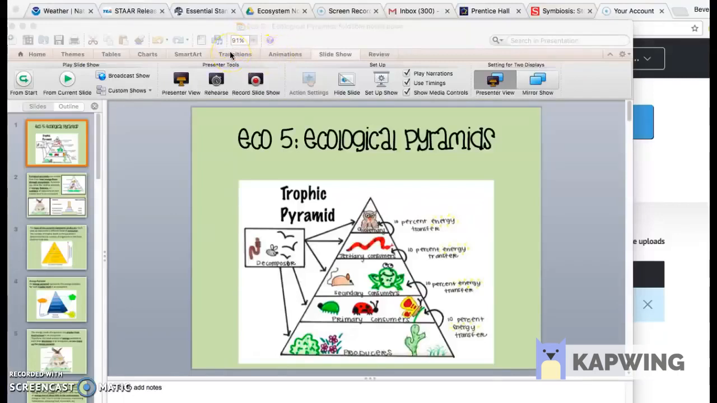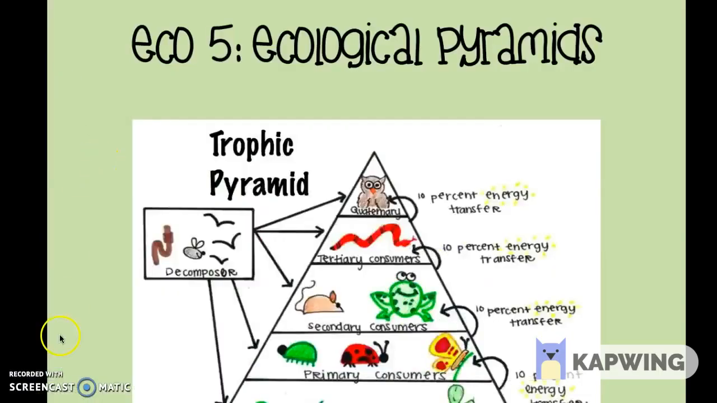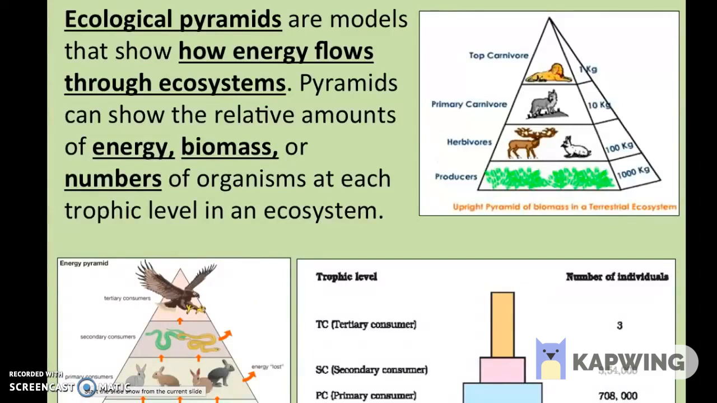We're learning about ecological pyramids today. This is your Eco 5 note, if you'll go ahead and find that in your lab notebook. So ecological pyramids are models. Now, this is not your lab notebook. This is just a little bit of information to help you with having a little bit of background about ecological pyramids. So, of course, they're going to be representing something about the environment because we know eco means environment.